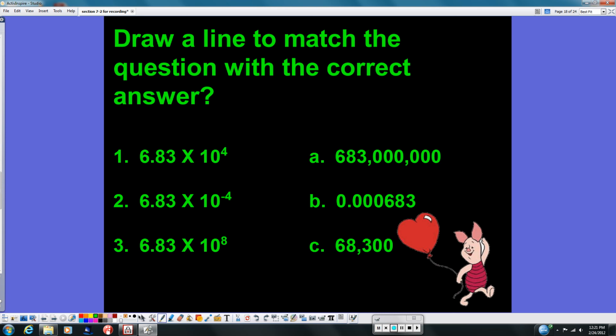Let's try matching. Let's see how you did. 6.83 times 10 to the 4th matches up with C, 68,300. 6.83 times 10 to the negative 4 matches up with 0.000683. And the last one, 6.83 times 10 to the 8th, matches up with 683 million.